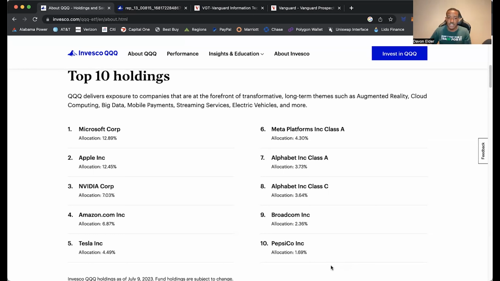So this is what you got to understand, right? Again, this is not pure technology. But number one, Microsoft and Apple are not as heavy. In Vanguard, in VGT, Microsoft was 21%. Apple was a little bit more than 21%. Now Microsoft is 12.89%. Apple is 12.45%. Nvidia has a higher allocation in this particular ETF, but we didn't have Amazon. We didn't have Tesla. We didn't have Meta. We didn't have Google. And we didn't have Pepsi. We still have Broadcom here in the top 10, but we didn't have Pepsi.